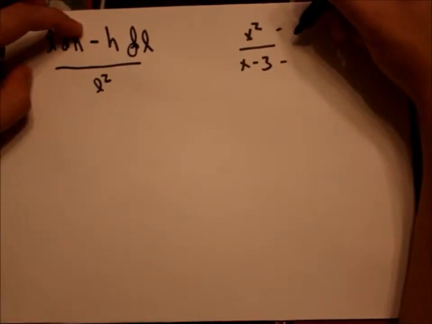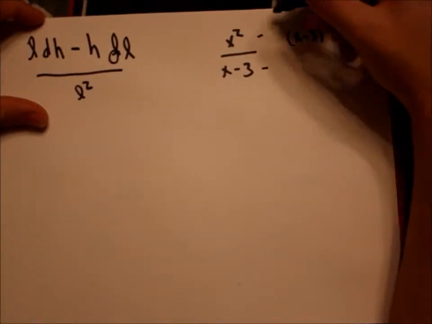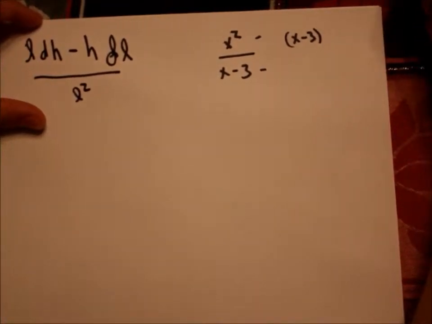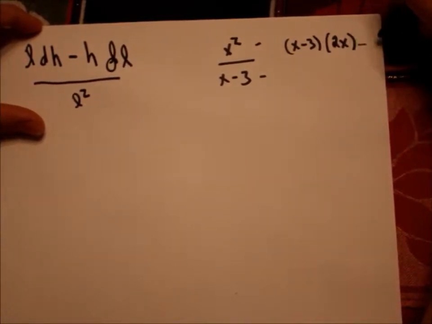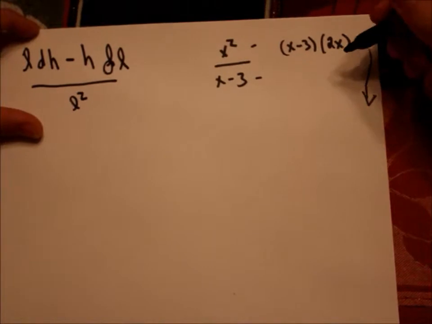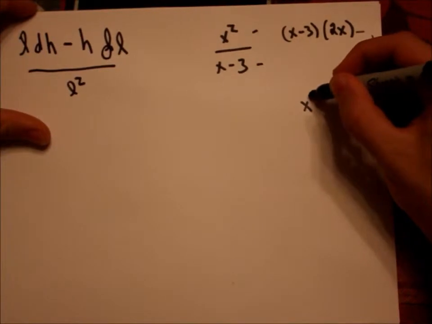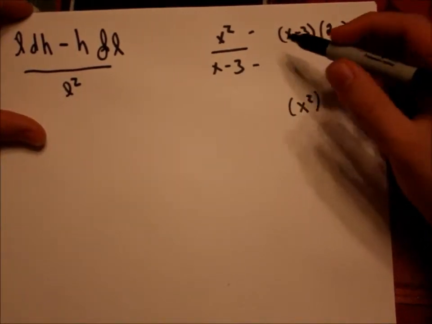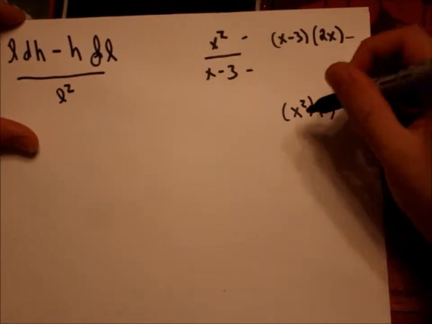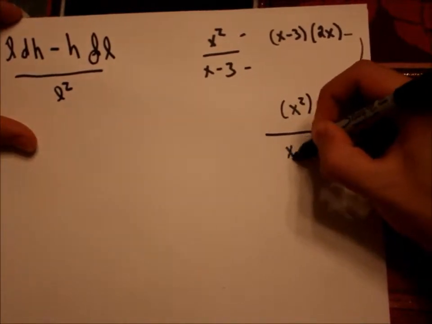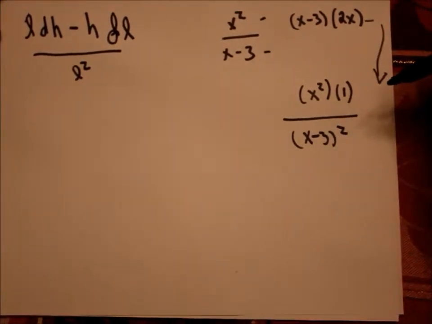So low derivative of high is x minus 3 times the derivative of the high function, which according to the power rule is 2x minus, carry that on, high derivative of low, x squared times derivative of low, which is just nothing, it's 1, over low squared is x minus 3 squared. And I didn't simplify, but you could if you wanted to.